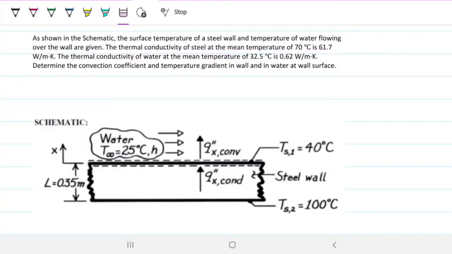As shown in the schematic, the surface temperature of a steel wall and the temperature of water flowing over the wall are given. The thermal conductivity of steel at the mean temperature of 70 is 61.7, and the thermal conductivity of water at the mean temperature of 32.5 is 0.62. Determine the convection coefficient and the temperature gradient in the wall and in the water at the wall surface.